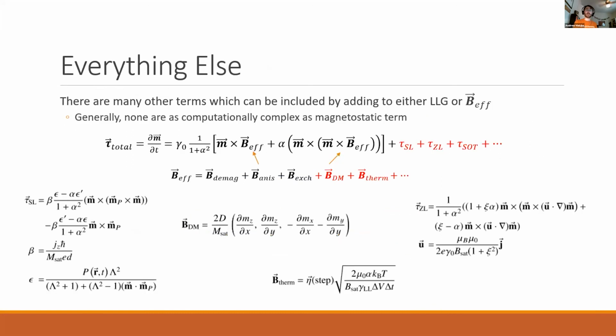And of course now you can add whatever other fields and terms you want to your solver. People take different amounts of these. Generally, none of them are going to take as much time to solve as your demagnetization field.